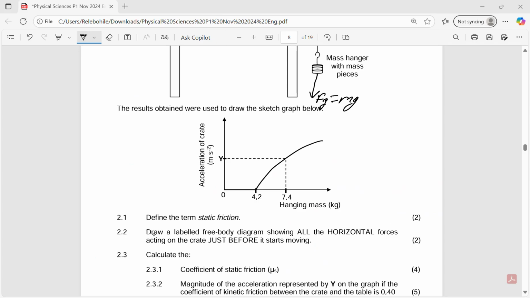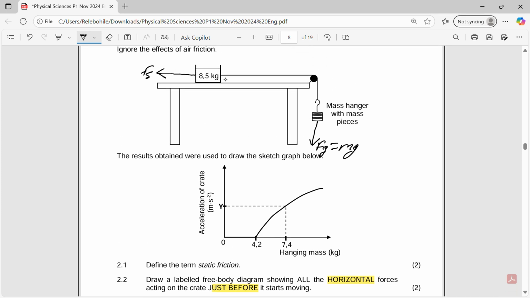The next question says draw a labeled free body diagram showing all the horizontal forces acting on the crate just before it starts moving. So we are going to have to look at the bold words here, horizontal and just before. Those are the ones that are going to help us know how to draw our free body diagram. Now let's remember, before we went into our questions, we already said that on our crate we are going to have two forces. Those forces will be the force of static friction and also the tension on the string.